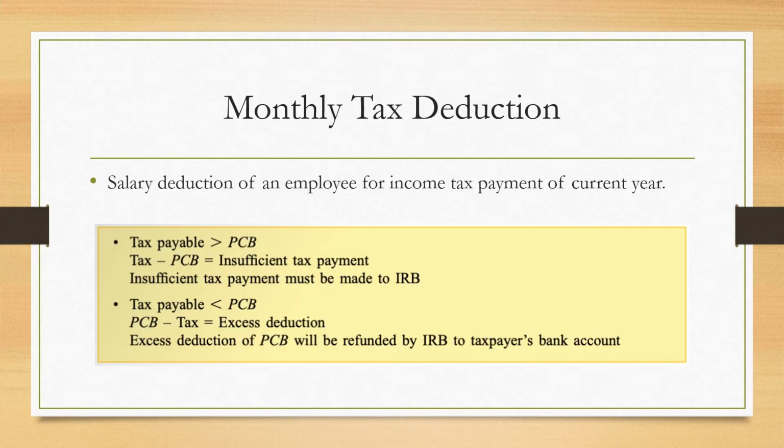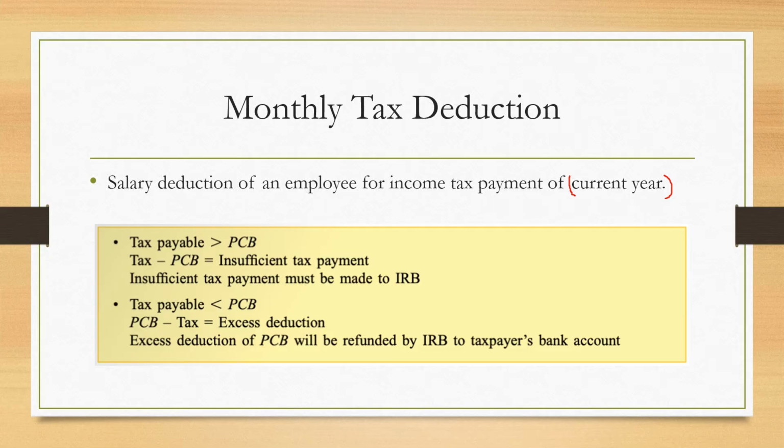Now, first thing we look at is monthly tax deduction. Monthly tax deduction is the salary deduction of an employee for income tax payment for the current year. Again, current year, note this difference. If let's say the question is asking for 2019, not for instance 2020, as just an example, your question asking your current year of 2019, so you only take into account the monthly tax deduction of this particular 2019 figure, not the 2020 figure. Just note of that.